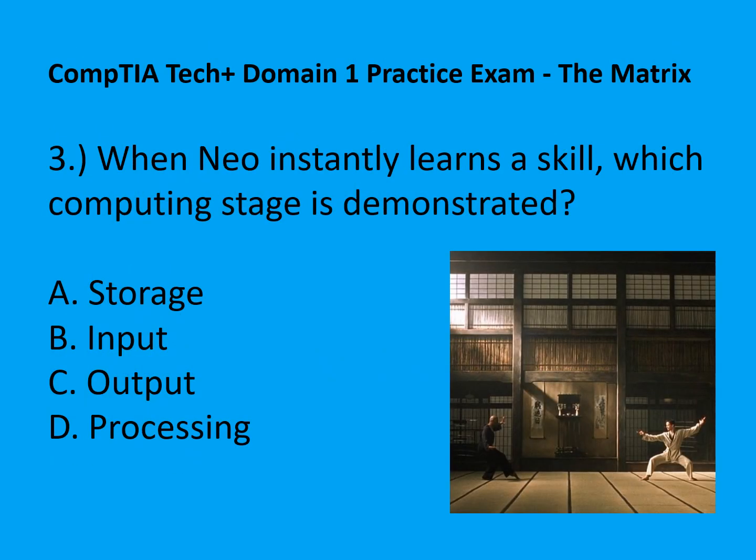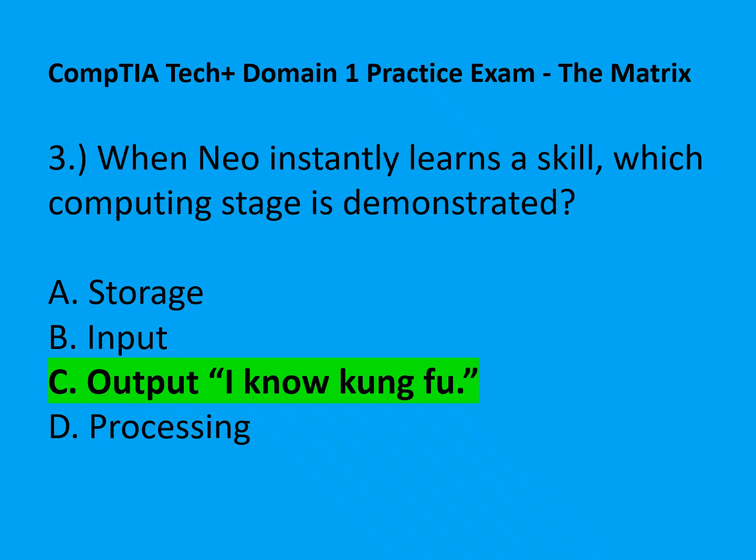Question 3. When Neo instantly learns a new skill, which computing stage is demonstrated? A. Storage. B. Input. C. Output. D. Processing. And the correct answer is C. Output. The system delivers results to the user. Output equals displaying the outcome, even if it's extreme, like the outcome being to become a martial arts genius.